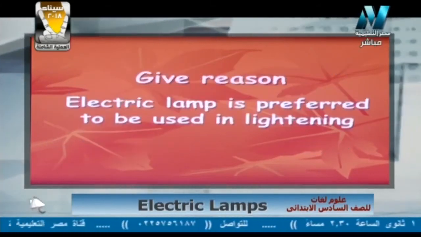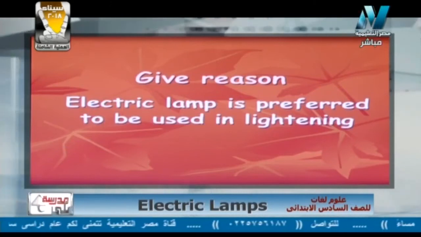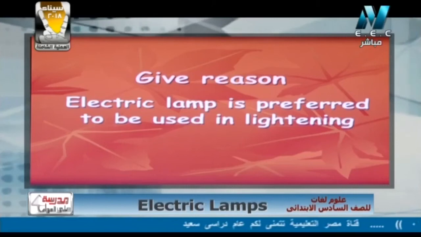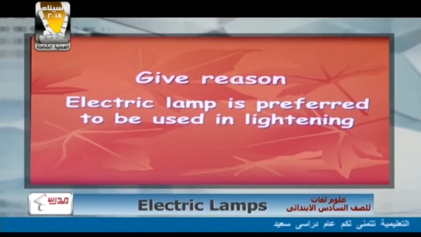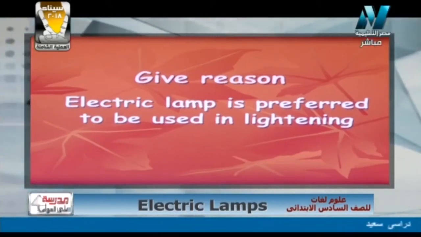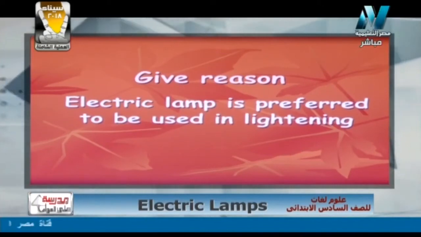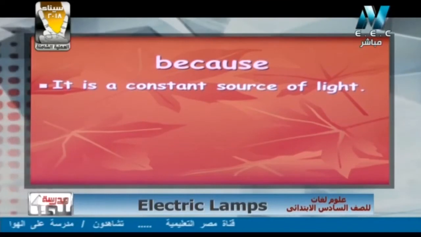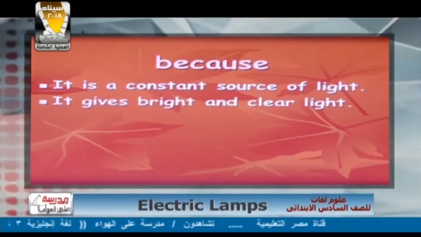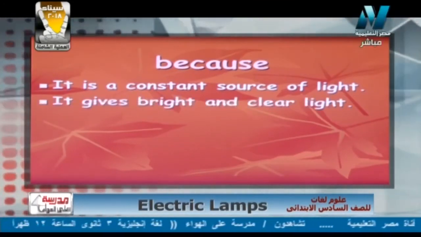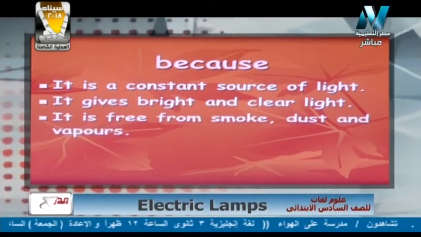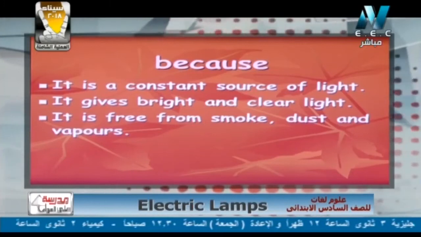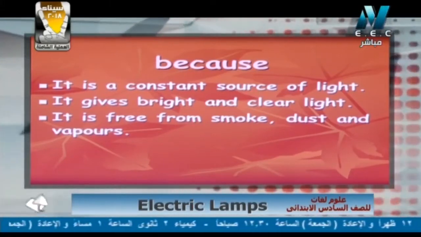So the question will be a give reason, as I said before: give reason, electric lamp is preferred to be used in lighting. Why do we prefer the electric lamp in lighting over any other artificial light source? Because it is a constant source of light, it gives bright and clear light, and it is free from smoke, dust and vapors.